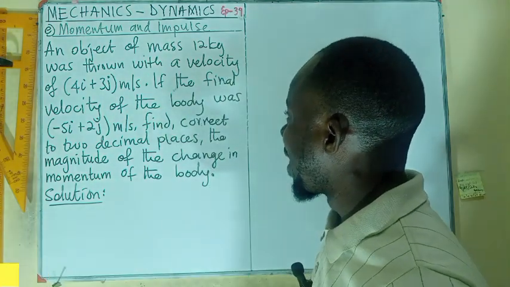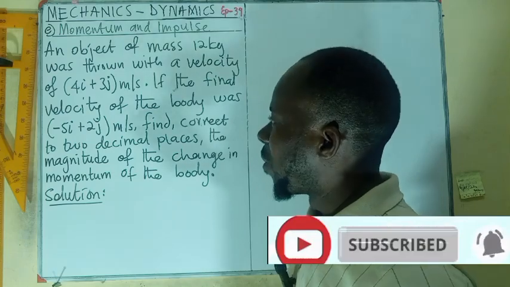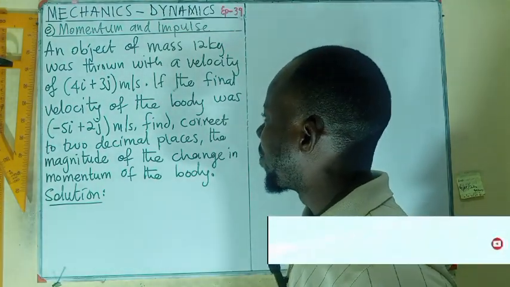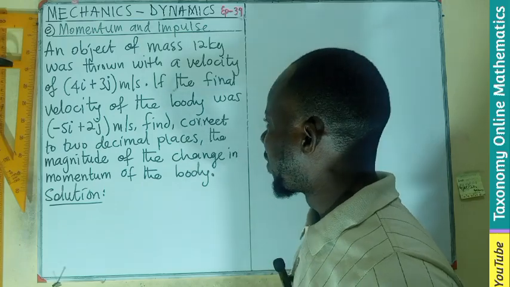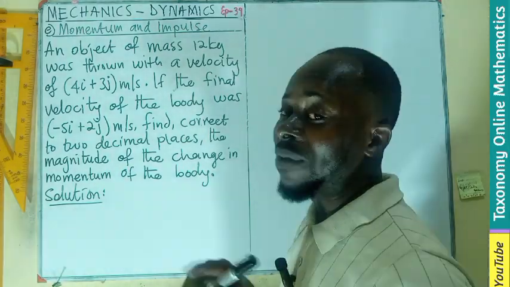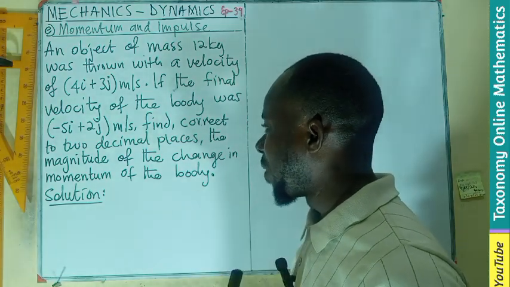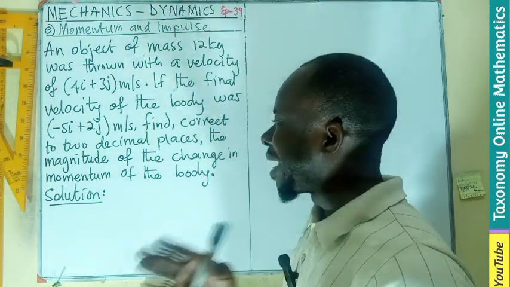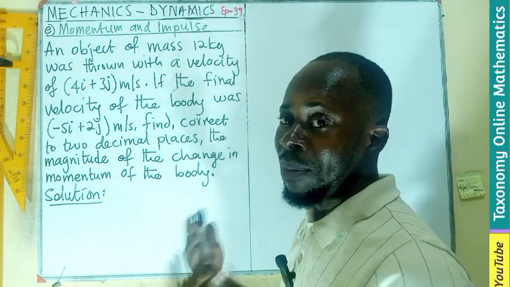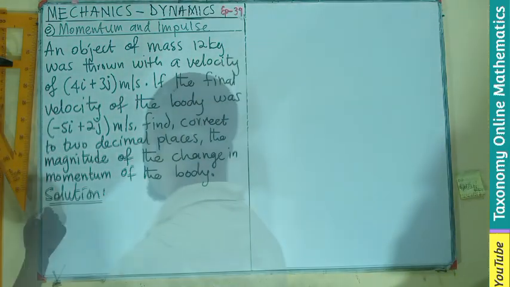Episode number 39, still on momentum and impulse. An object of mass 12 kg was thrown with a velocity of 4i plus 3j meters per second. If the final velocity of the body was negative 5i plus 2j meters per second, we have to find, correct to two decimal places, the magnitude of the change in momentum of the body. So the parameter mentioned here is what? Momentum, change in momentum.